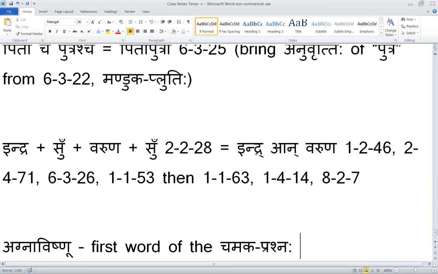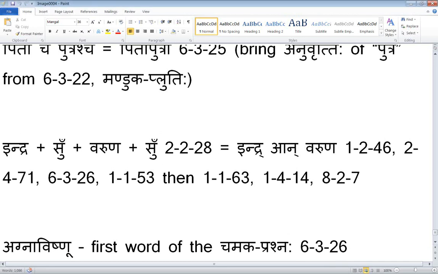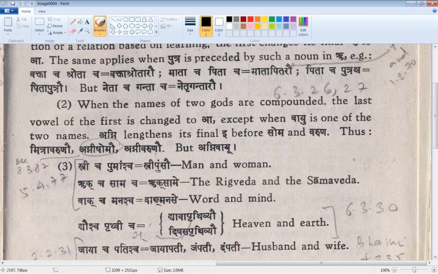Agna Vishnu. So here also the Anangadesha is coming by 6.3.26, which is Devata Dvandvecha. Okay. So let's stop here. For next time, the one we just talked about, we'll do it again. 6.3.26: the two gods being compounded, Mitra Varunau, but then Agni Shomau, Agni Varunau.